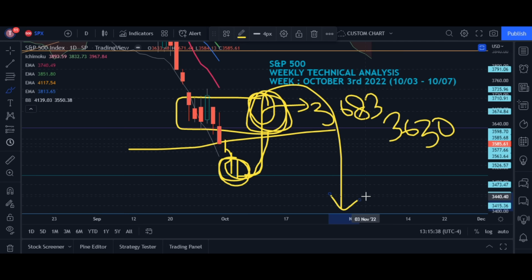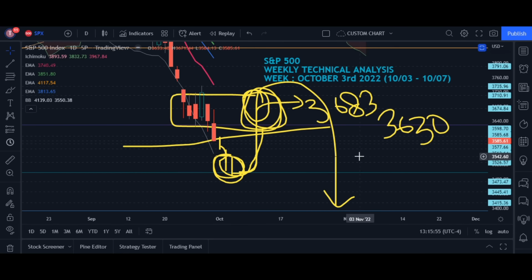Okay, then in the zone of 3400, now this will be a wide zone. I will discuss this wide zone next week. And if you are my community member, then I will tell you the day it will be happening. Anyways, it will be coming down to this level. So this is the first and the most likely scenario.